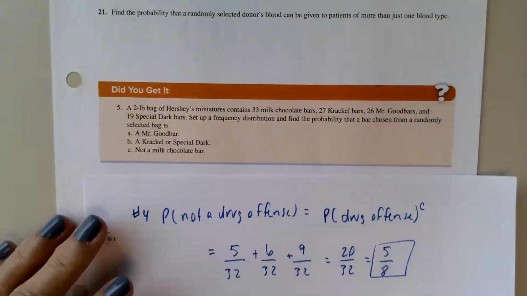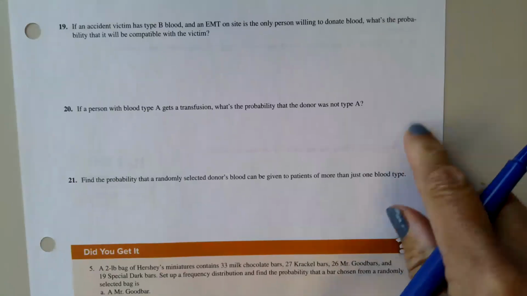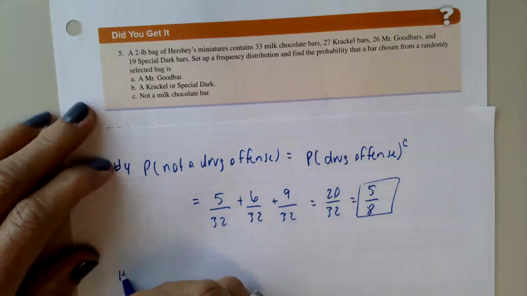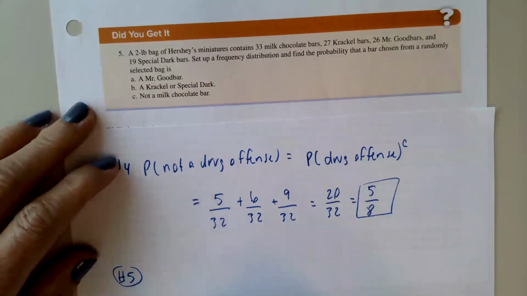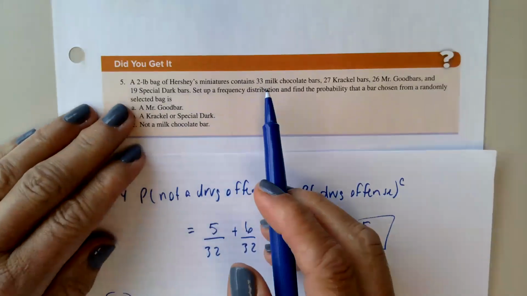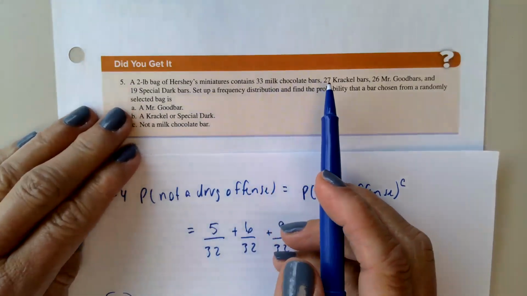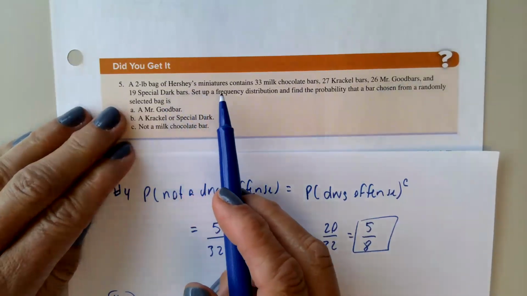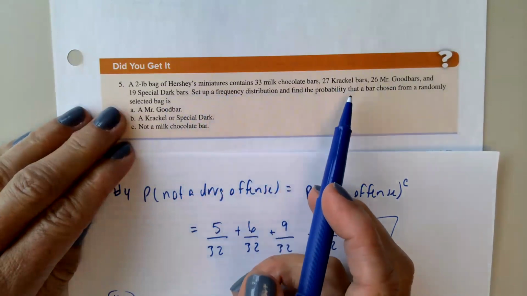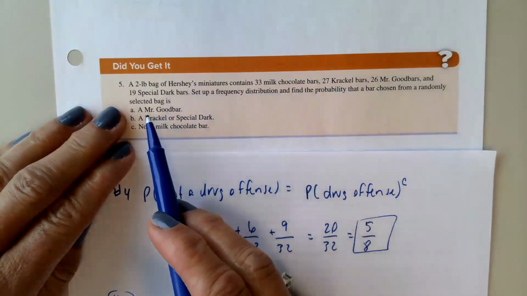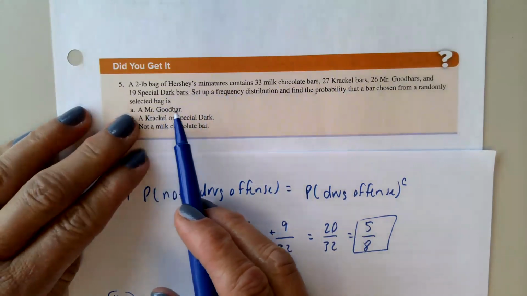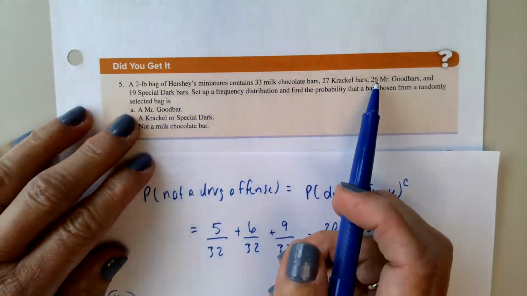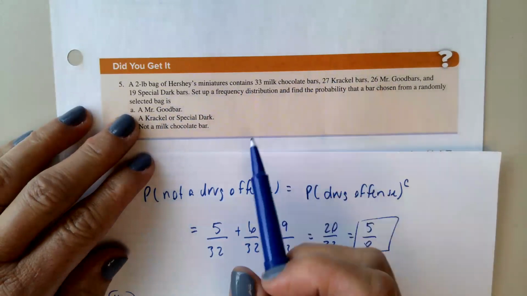We look at, did you get it number 5 on page 377 here? The bottom of page 377. Let's look at that one next. It says a 2-pound bag of Hershey's miniatures contains 33 milk chocolate bars, 27 crackle bars, 26 Mr. Good bars, and 19 special dark bars. Set up a frequency distribution and find the probability that a bar chosen from a randomly selected bag is a Mr. Good bar. So a Mr. Good bar is 26 of the total.